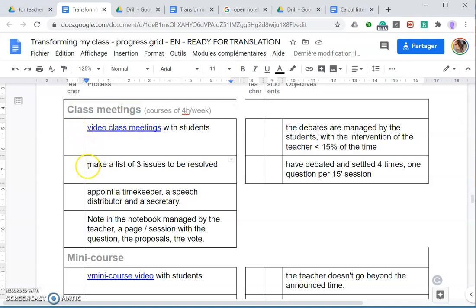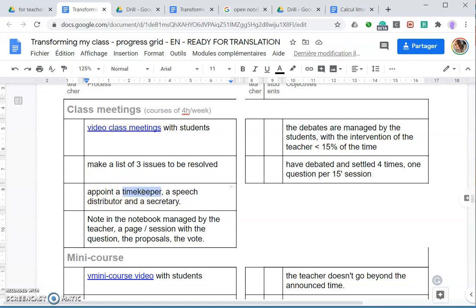You decide as a teacher the first three issues that need to be resolved. Please take closed questions, such as: do you prefer to first have the theory or the exercise, or the other way around? Or do you prefer to see chapter 3 or chapter 2? These are very easy questions where students get used to how a class meeting works before you ask more complex questions, such as what do you need to be more motivated or efficient?